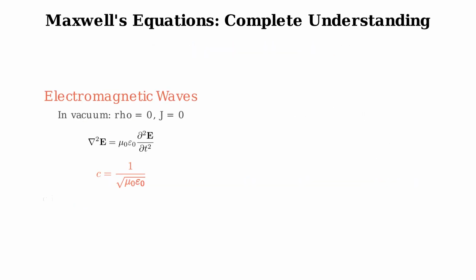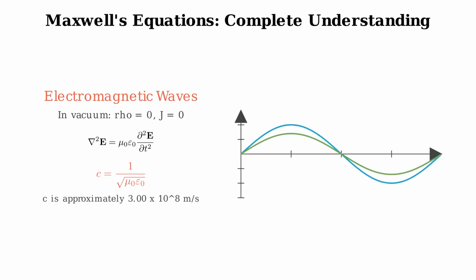Now put the equations in empty space, where there is no charge and no current. Gauss's laws say the fields have no divergence. Faraday's law says a changing magnetic field creates electric field curl. The Ampere-Maxwell law says a changing electric field creates magnetic field curl. Combine these two curl equations, and each field satisfies a wave equation. A changing electric field creates a changing magnetic field, and a changing magnetic field creates a changing electric field.